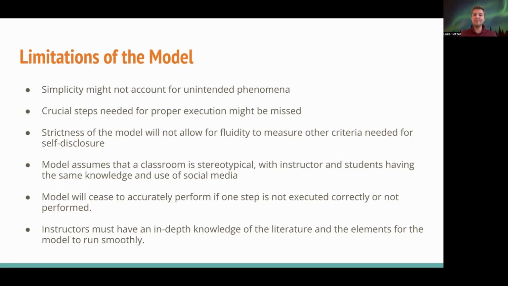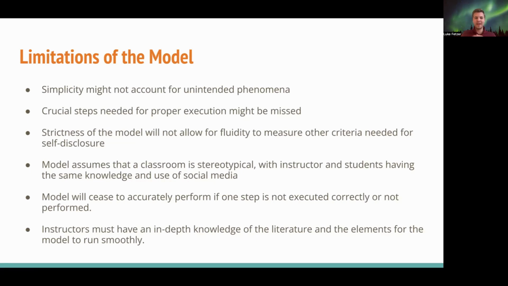So the model assumes that a classroom is stereotypical, that instructors and students have the same knowledge and use of social media. Instructors use the same platforms they do, look at the same things that the students do. And the students are high users of social media. They have the problems that I mentioned before in our H2.